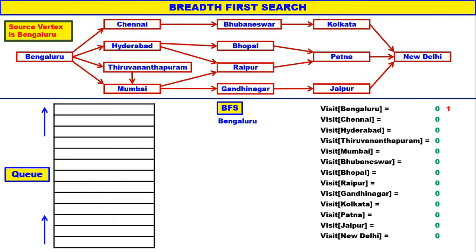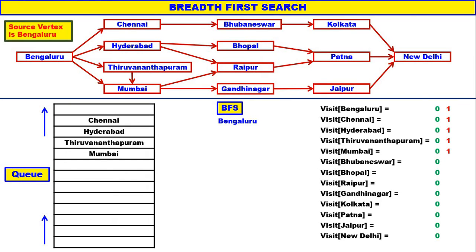Now, we will add all the vertices adjacent to Bangalore to the queue. First we will add Chennai and make visit of Chennai equal to 1. Then we will add Hyderabad, make visit of Hyderabad equal to 1. Then we will add Thiruvananthapuram at the end of the queue and make its visit equal to 1. Then we will add Mumbai to the end of the queue and make visit of Mumbai equal to 1. All the 4 vertices of Bangalore are added at the end of the queue. Very good. Now again come back.